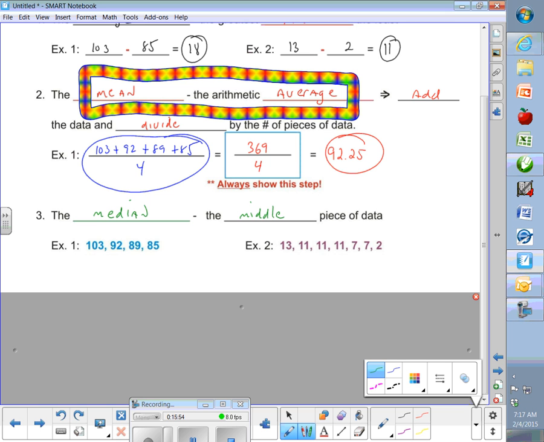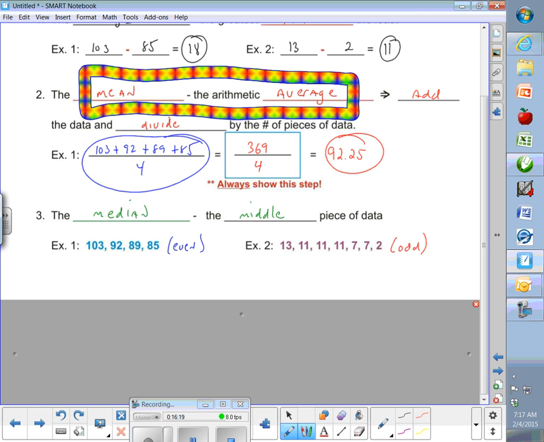Now, the way you figure out the middle piece of data depends upon whether you have an even amount of data or an odd amount of data. So in this first example, we have an even amount of data. There are four pieces of data. In the second example, we have an odd amount of data. And we're going to find the median two different ways. When there is an even amount of data, there's no number in the middle. See, the middle would be right here, correct? There is no number in the middle. So how then do you get the middle piece of data? You have to average or find the mean of the two numbers in the middle.